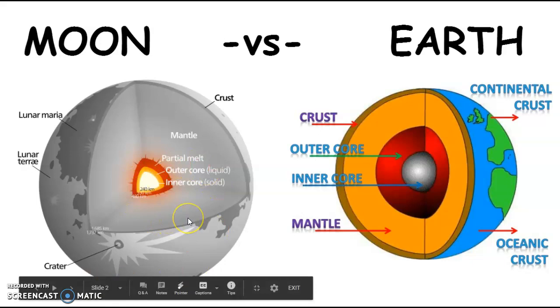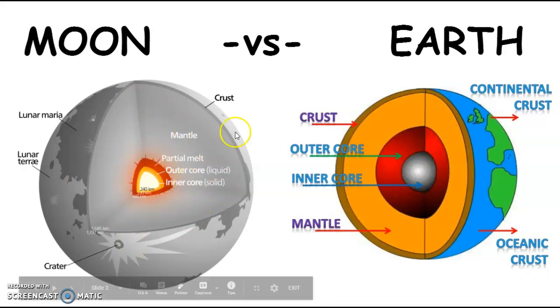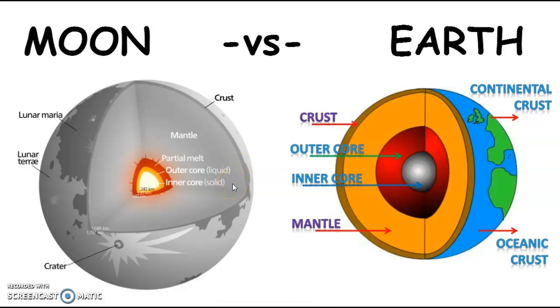This first slide here takes a look at the structure of the Earth and the moon internally. Now these things are not to scale. The moon is not larger than the Earth. The moon is much smaller than the Earth. It's about 1/4 the size of the Earth. And of course it revolves around the Earth.